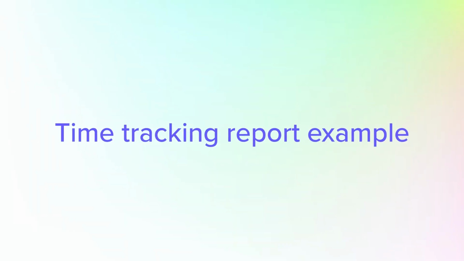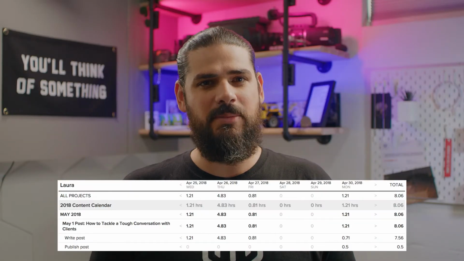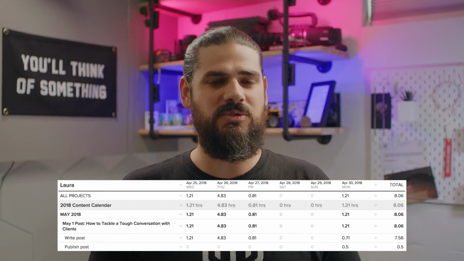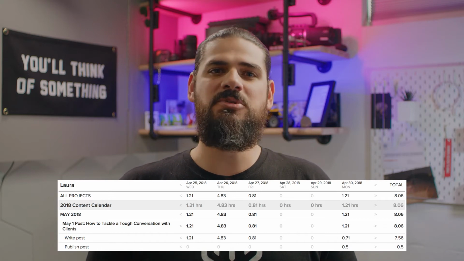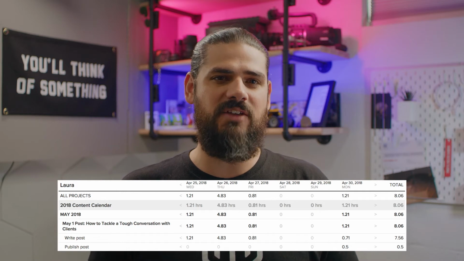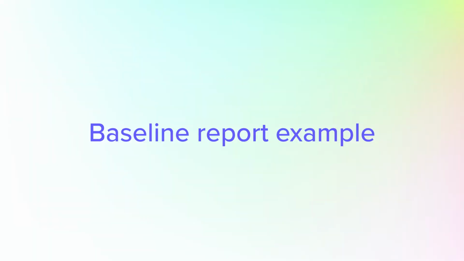A time tracking report gives you visibility into how much time your team is actually spending on project tasks, so you can see how it tracks with your project estimate. This helps you spot potential budget overages before they happen and provides valuable insight for future project estimates.